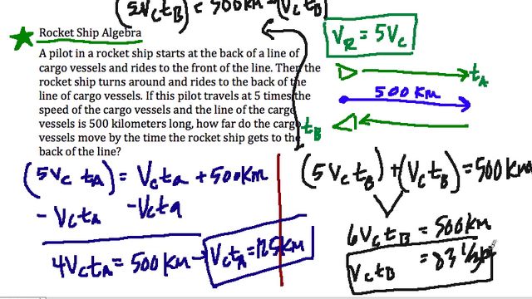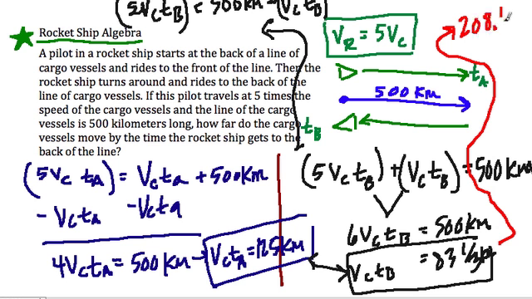Okay, so what does all this mean? Well, the total distance that the cargo ships will have to travel is going to be the sum of these two quantities right here. We have to add 125 kilometers plus 83 and a third kilometers, right? We have to add those two up. And what do we get when we do that? Well, when we add up those two, we get a different number than I got before, which is 208 and 1/3 kilometers. And that is how far the cargo ships will travel.